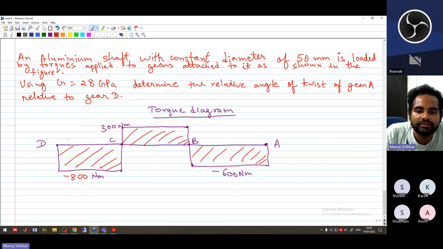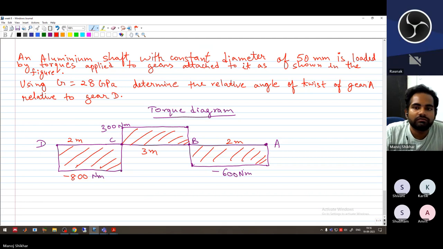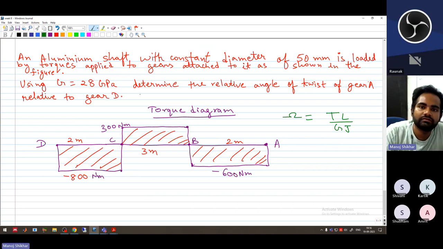And this length is 2 meter. This is 3 meter and this is 2 meter. Okay. We also know the formula of omega. So what is the formula of omega? This is TL by GJ. Now, if you look at this torque diagram, you will see that in between D and C, torque is constant. In between C and B, torque is constant. And in between B and A, the torque is constant.